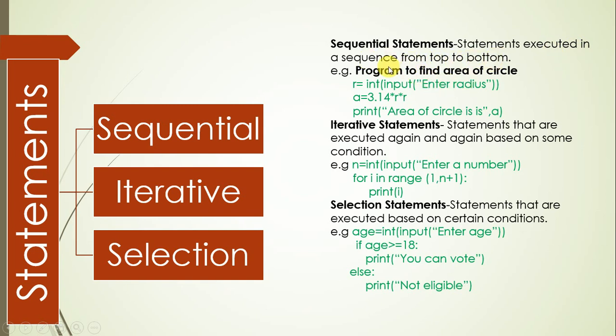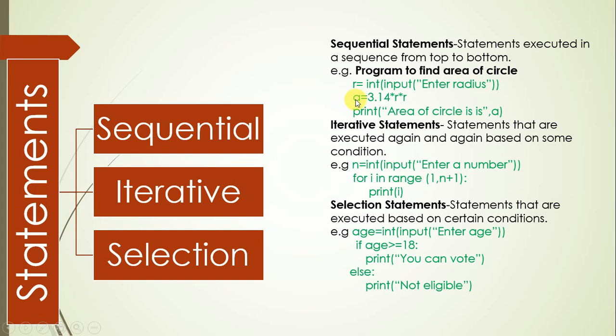For example, if we want to find the area of the circle, then first we will take a variable r in which we will take the value of the radius of a circle from the user, of integer type, using the input function. Then in the next statement we will take a variable a which stores the area of the circle, that is 3.14 into r. And the next statement is the print statement which displays the output on the screen. Area of circle is, it will come 1 time, then a, that is the value stored in this a.